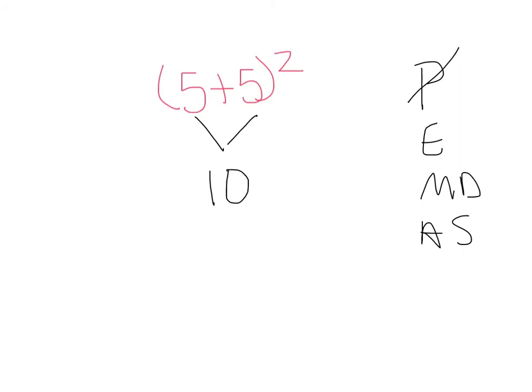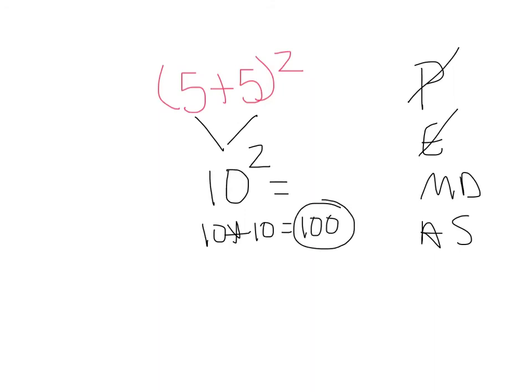Second, do I have any exponents? Yep. Oops, I forgot to rewrite the problem. So I have 10 to the second power, or 10 squared. And that equals 10 times 10. So that's 100. And actually, I'm all done with the problem. There's no multiplication and division and no addition and subtraction. So remember that the first thing that we did was inside the parentheses, and then we used the exponent.